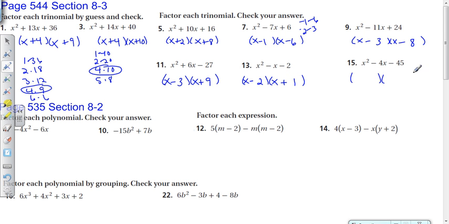Number 15, what can I multiply to get negative 45 that adds up to negative 4? It's 9 and 5. To multiply to be negative, the signs have to be different. 9 is bigger. It had to add up to a negative 4, so the 5 had to be positive.